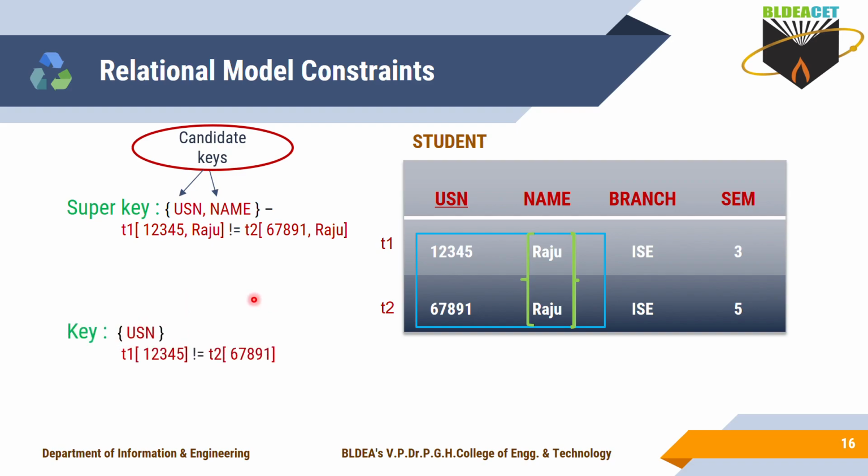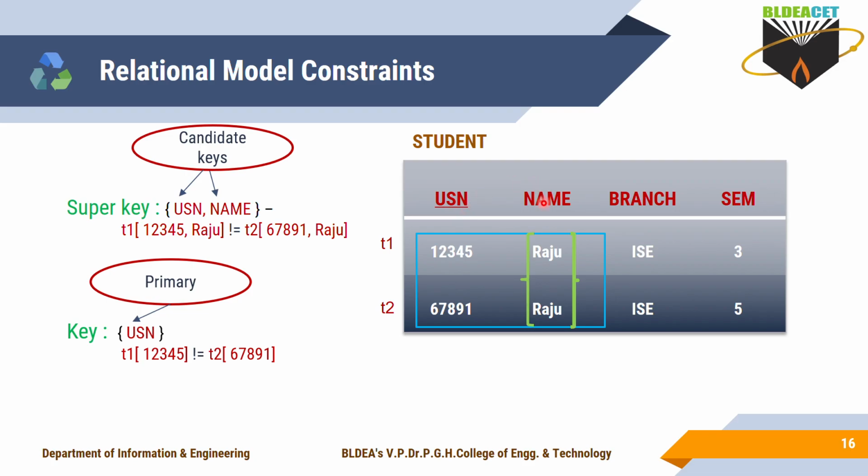Next is key. A key holds the uniqueness property and also the minimality property. If I remove name from the super key, with the help of the USN I can still identify the tuple, so the uniqueness property holds, and it also reduces the number of attributes in the super key, which is the minimality property. Then we call this the primary key. Name and USN are members of the primary key, but USN is your primary key.